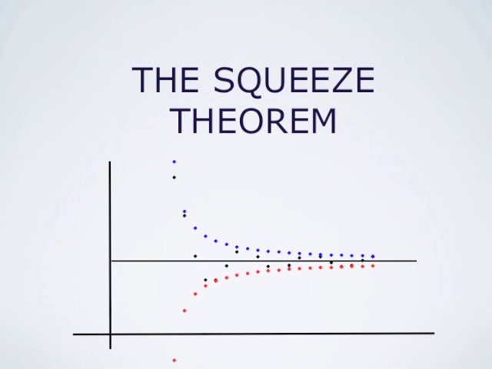The numbers of the complicated number sequence are the black dots, and they are bounded by the simpler sequences from above, which are the blue dots, and from below, which are the red dots. Now the blue dots and the red dots have the same limit. Therefore, these numbers in the complicated sequence, the black dots, must have that limit as well.